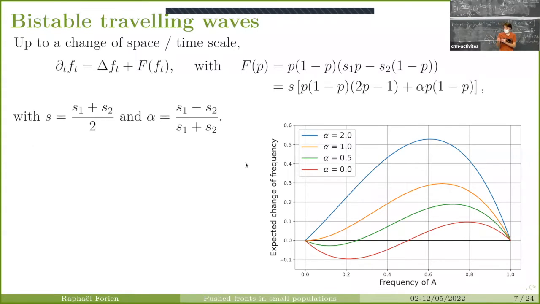So negative part close to 0 and a positive part close to 1. This is the bistable case. I'm going to say maybe a bit about the orange curve at the end.